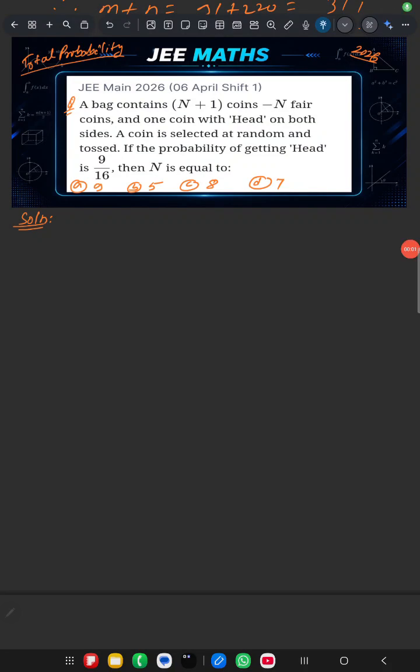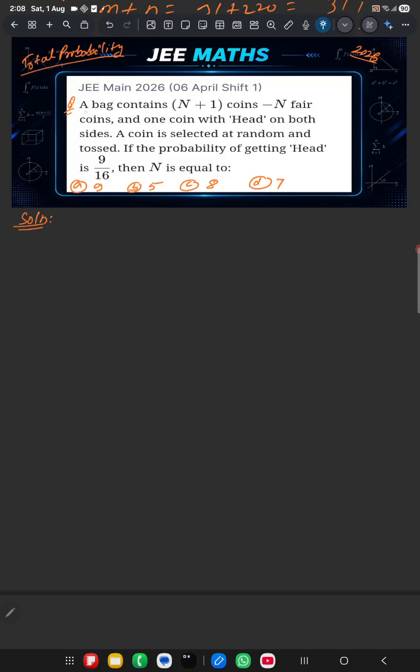This question is from JEE 2026, 6th April, shift 1. The concept is of total probability. You know probability; now we will understand total probability. It is based on conditional probability.